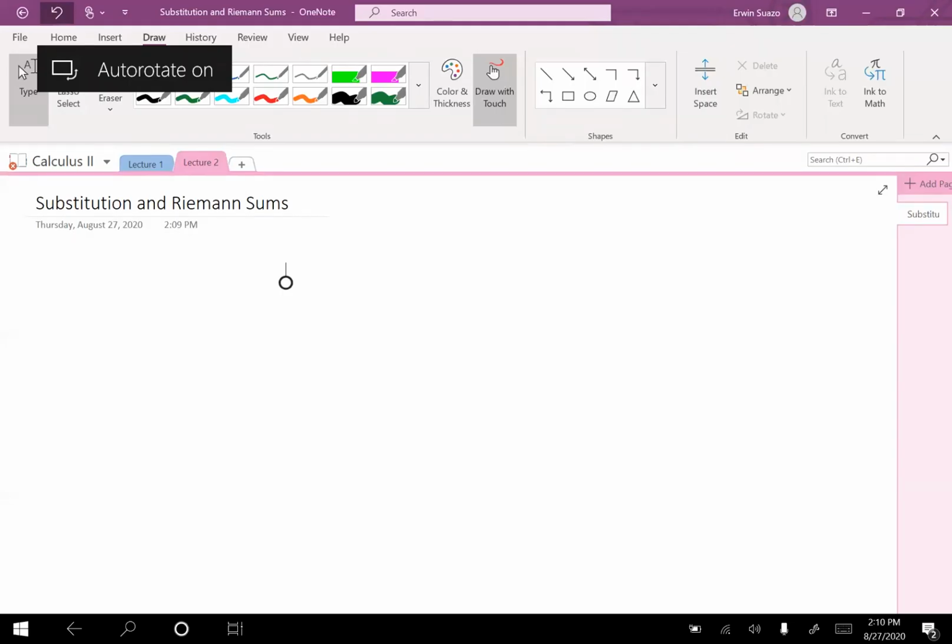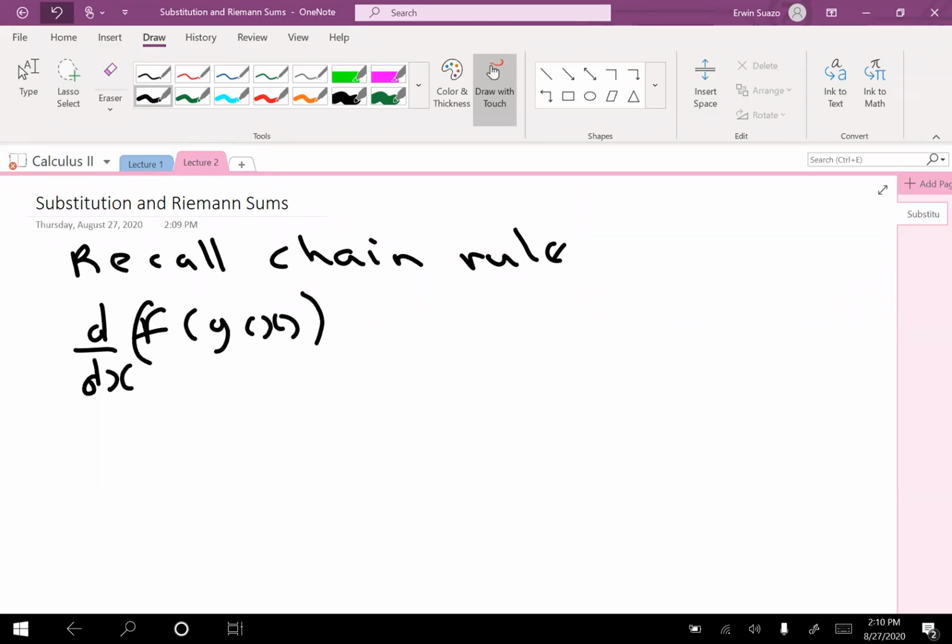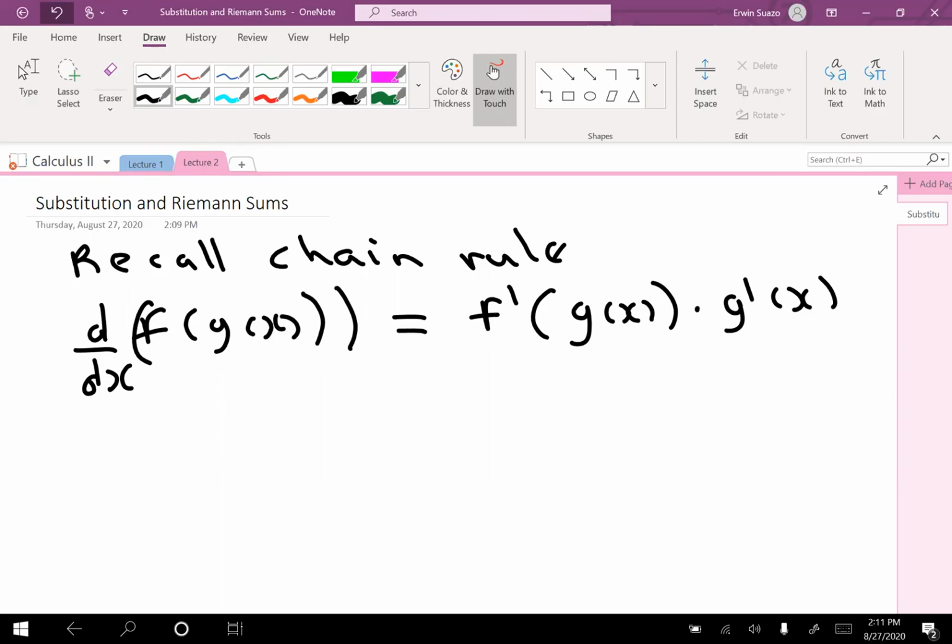So what we're gonna do. Remember, you have the chain rule. We talked about that last time. Basically, we were saying that the derivative with respect to x of f of g of x equals, and let me combine the two notations because it's convenient, the derivative of the outside function evaluated at the inside function times the derivative of the inside function, okay?